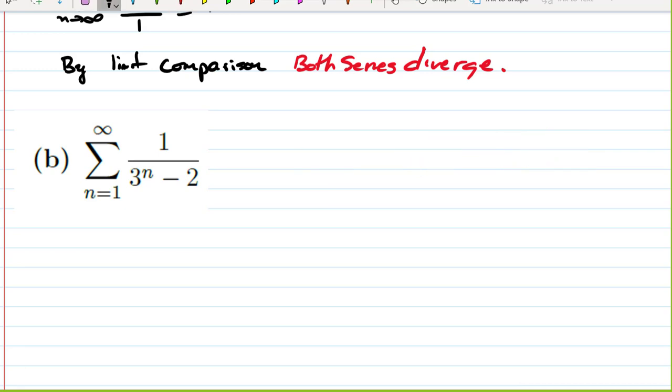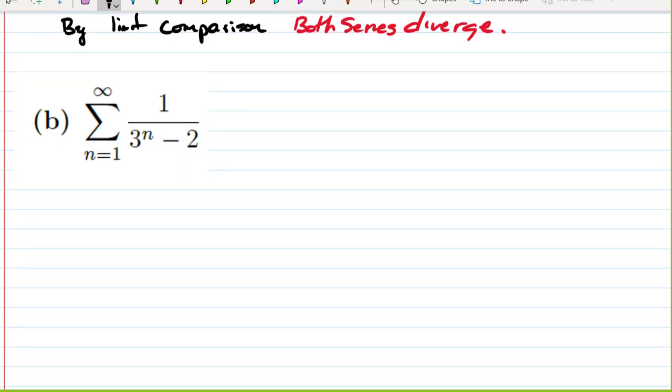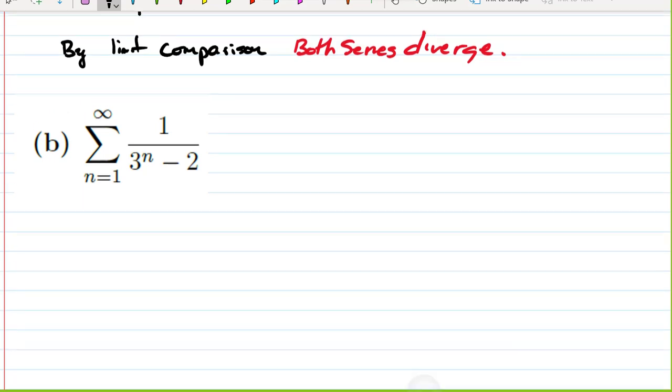So direct comparison does not work on this example because when we subtract something from the denominator of a fraction, we actually make the fraction bigger because we're dividing by a smaller number. So we mentioned that it is almost geometric. So maybe we should try limit comparison with a geometric series.